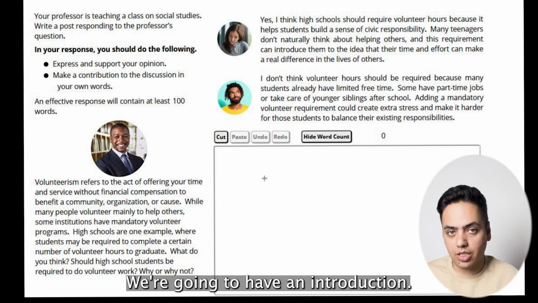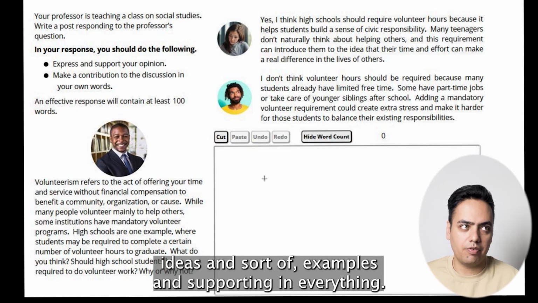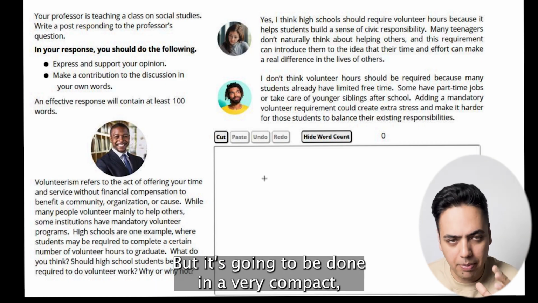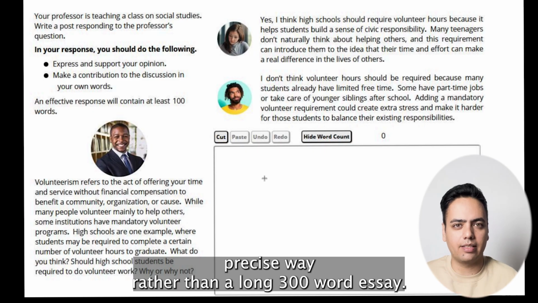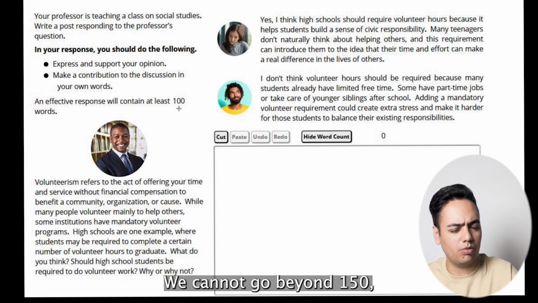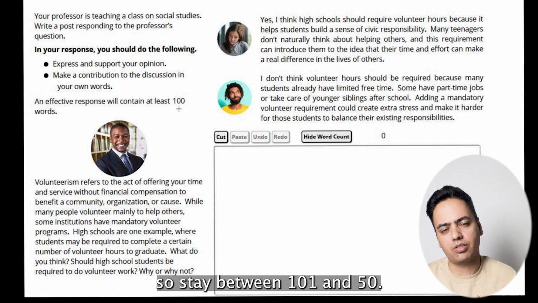We're going to have an introduction, we're going to have a conclusion, we're going to have ideas and examples and supporting points and everything, but it's going to be done in a very compact, precise way rather than a long 300-word essay. Remember, it says an effective response will contain at least 100 words. We cannot go beyond 150, so stay between 100 and 150.